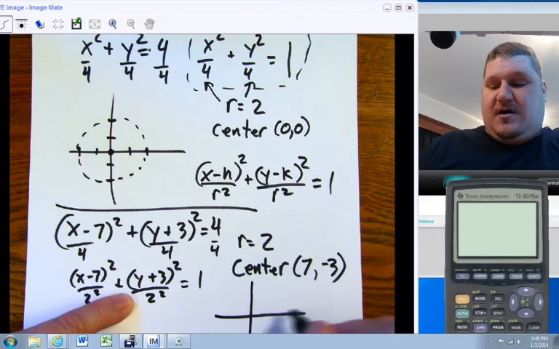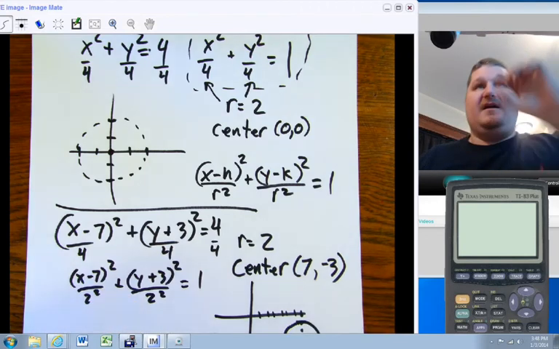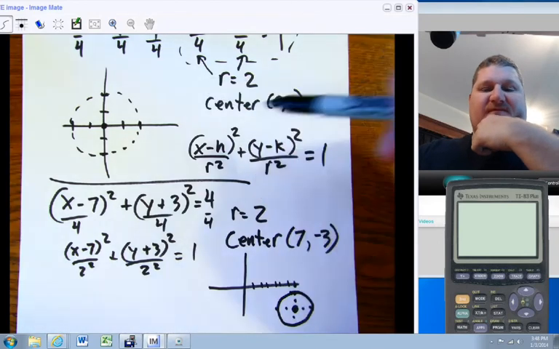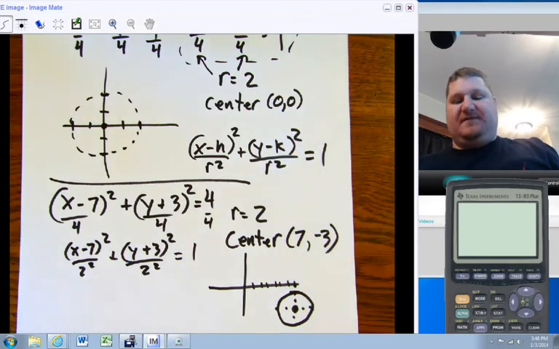So here we go. 1, 2, 3, 4, 5, 6, 7. 1, 2, 3. With a radius of 2 in each direction. There she is. There's my circle. So again, finding from an equation a center and a radius is all we need to do for circles.